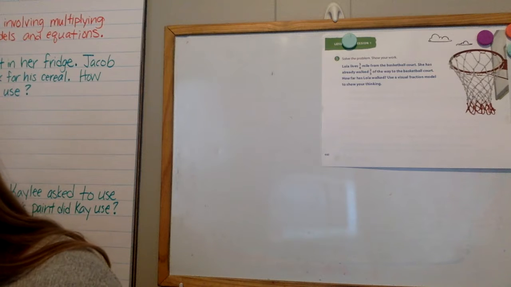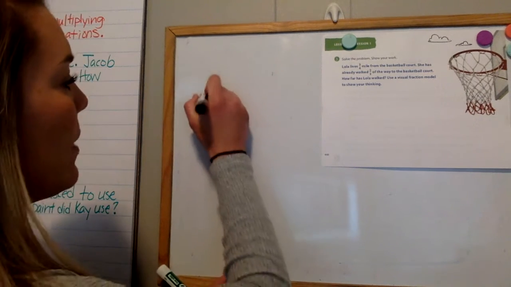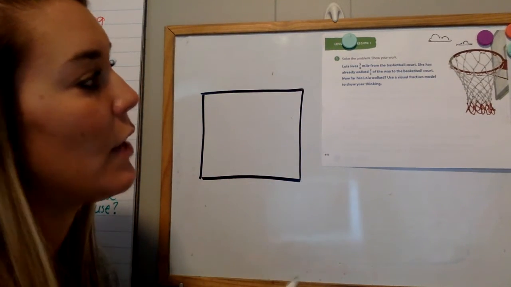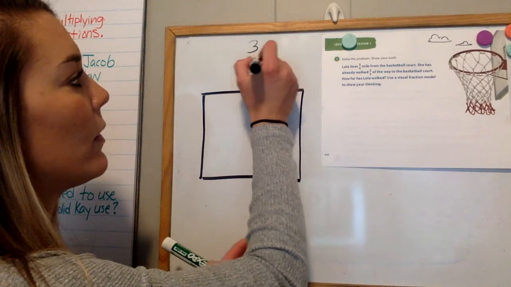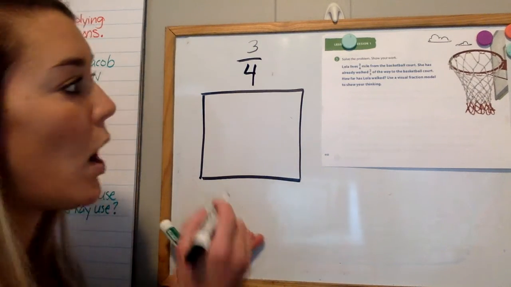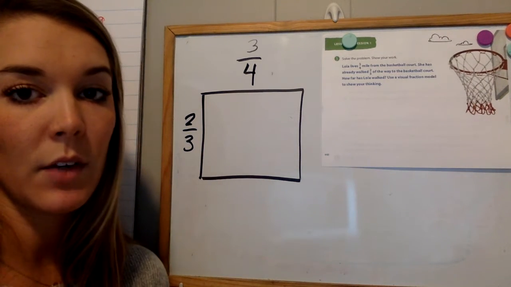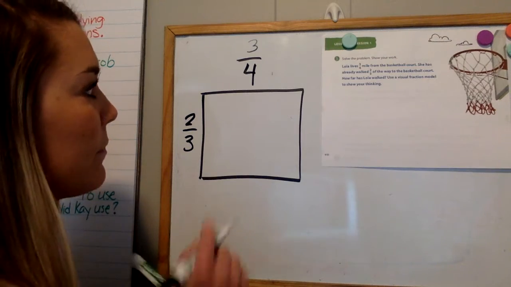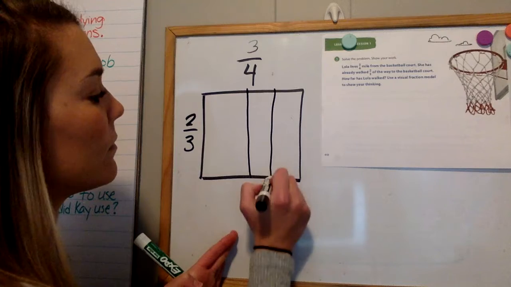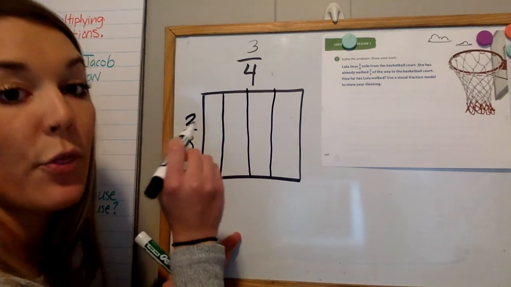So let's do an area model here. So we have that Lola lives 3/4 of a mile from the basketball court. She already walked 2/3 of that mile. Okay, so I need to break this up. How many columns do I need? 4. How many of those columns should I shade? 3 out of the 4.